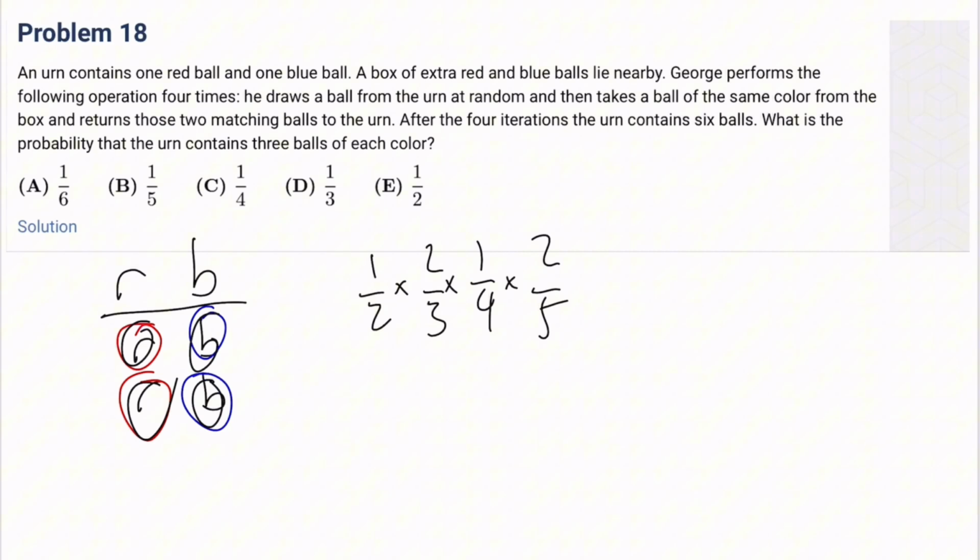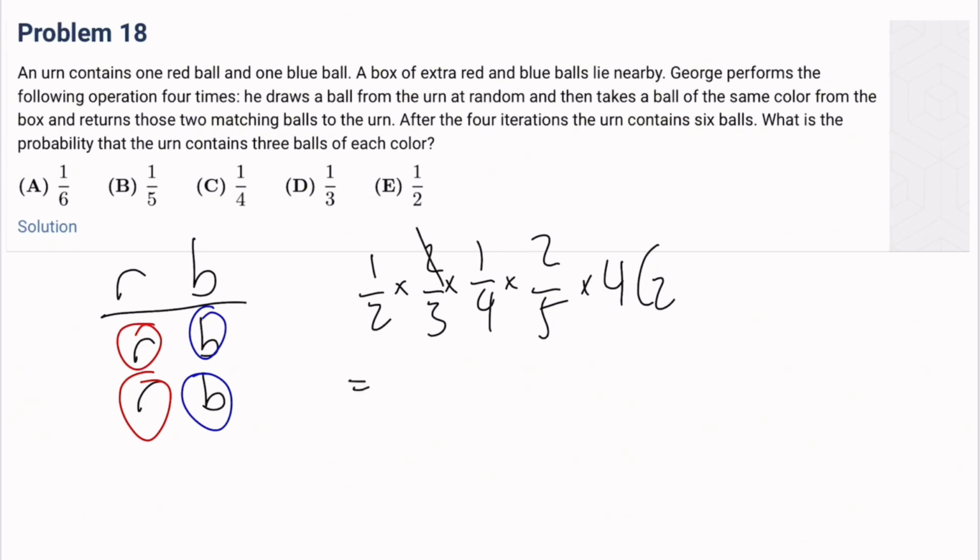But then we don't know which order these red and blues will come in, right? So it can be like red, blue, blue, or it can be red, blue, blue, red, like that, right? And so these are 4 choices, and we have 2 that are the same, so we can just do 4 choose 2, and then that will settle the problem for us, right?